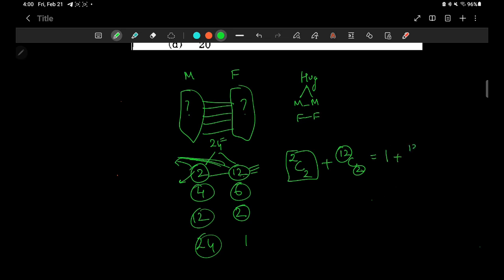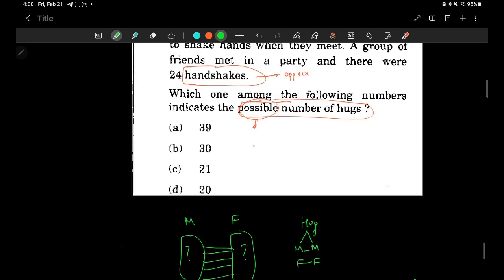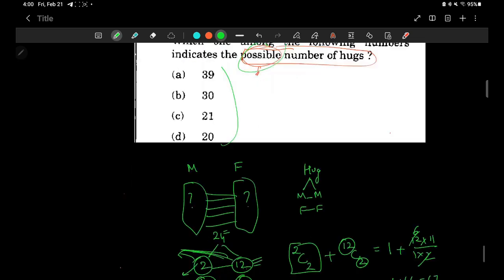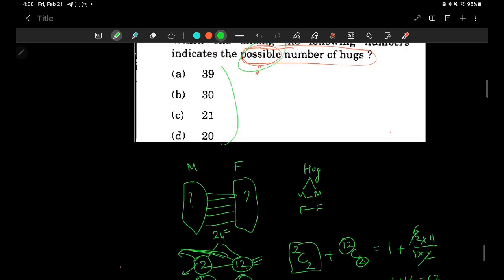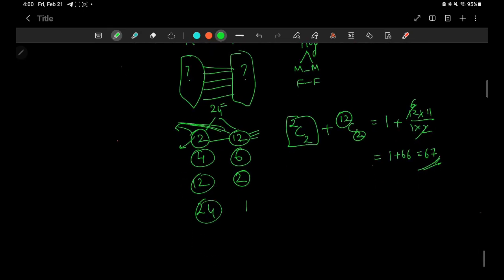It's an identity which you should remember. Okay, then 12C2 is how much? How did I tell you this? 12 into 11 by 1 into 2. So how much is this? 2 into 2 6 or 66. 66 plus 1 is 67. Is this given in the option? No. This is also a possibility, 67, but it is not given in the option. So we need to find one more combination here.